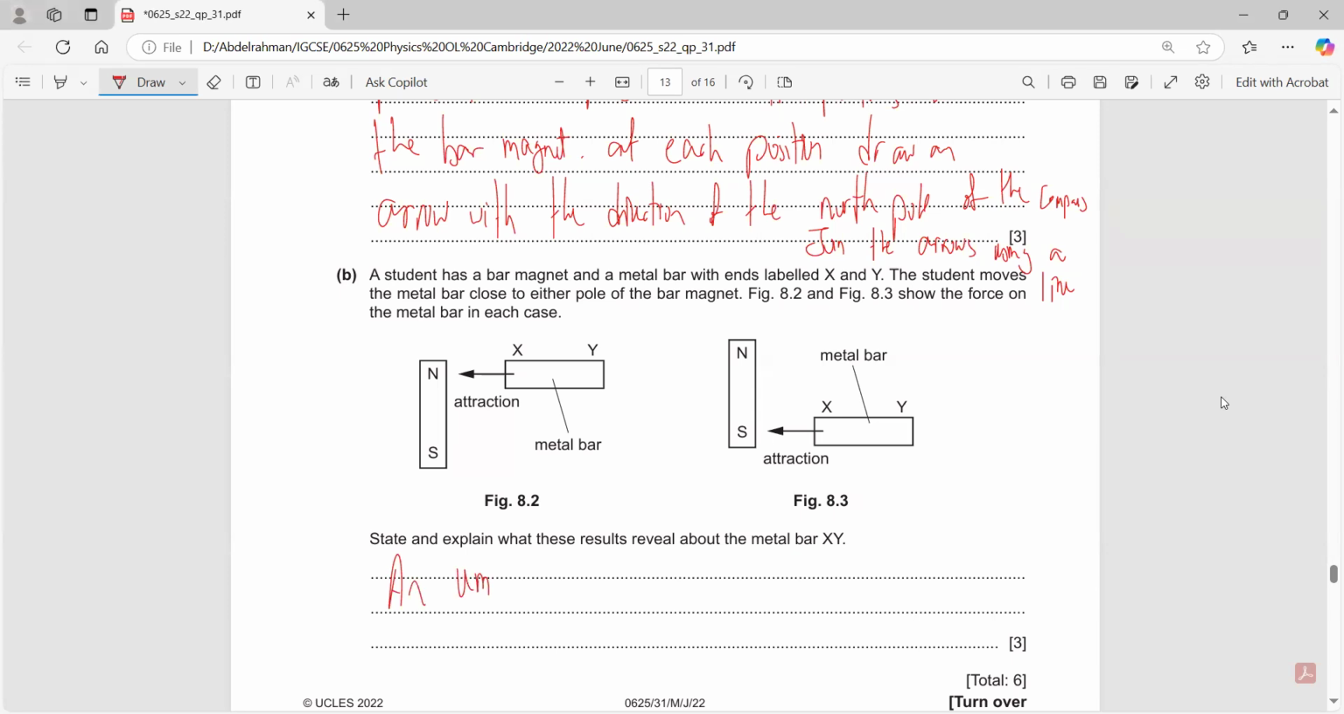Unmagnetized iron bar. Why? Because it's attracted from both ends.